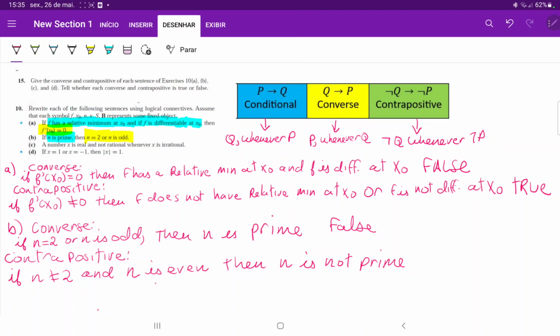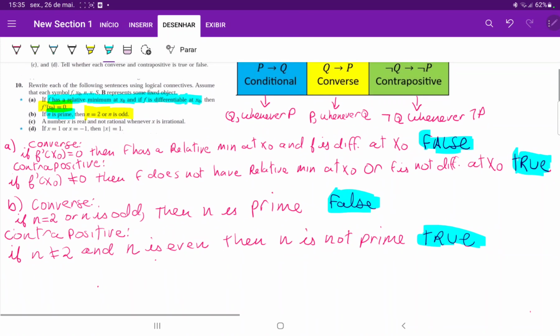Because the only way for an even number to be prime is 2. That's the only even number that's prime. So if it's not equal to 2 and it's even, then it's not prime, right? Because it's a multiple of 2. So this one is true. And maybe I'll just highlight these so that we can access it easier. False, true, right? Let's do C.